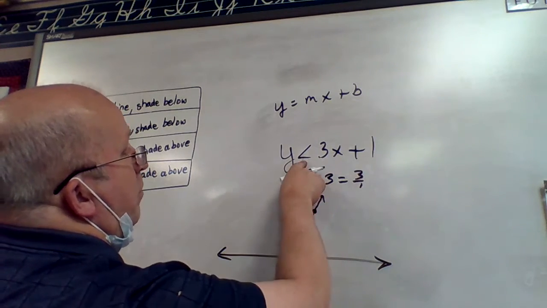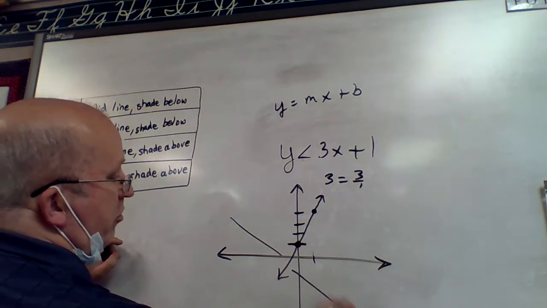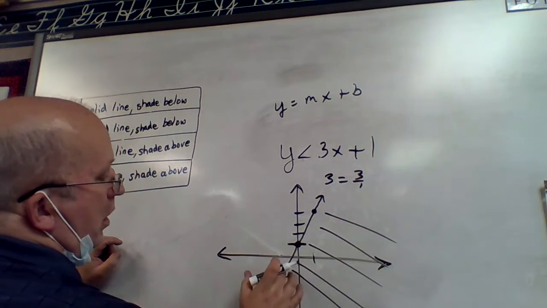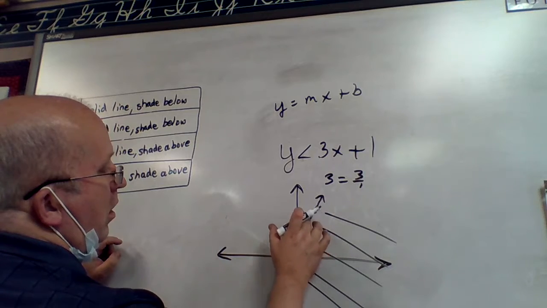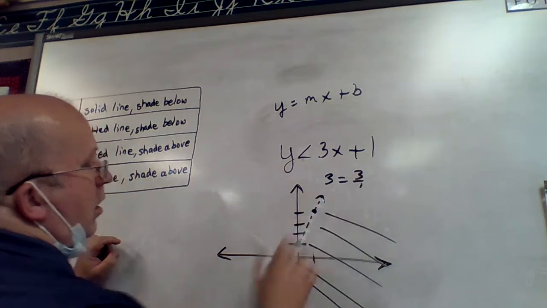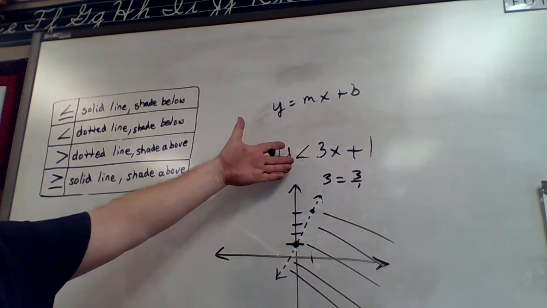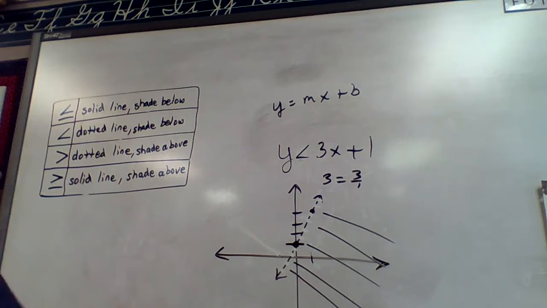Now I look at this symbol, and I look at my chart. My chart says with that particular symbol, the less than symbol, I'm going to use a dotted line, and I'm going to shade below. Whoops, wrong side. I'm shading below, and I got to use a dotted line. There's my graphing of this inequality. Dotted line, shading below.